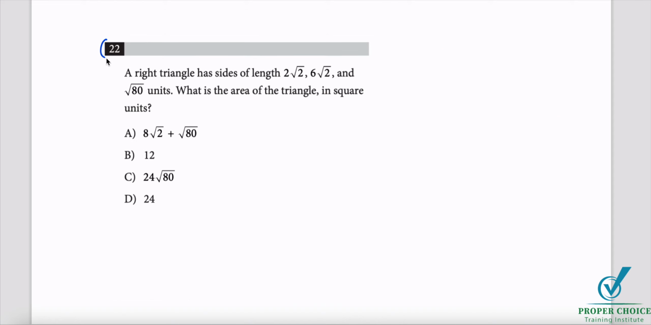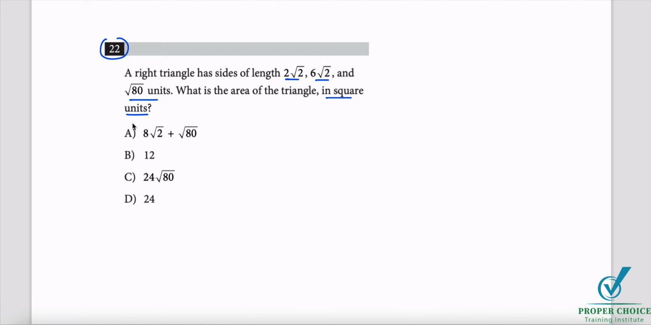Next question is also on a right angle triangle, because triangle is one of the commonly tested concepts in digital SAT. It says that a right triangle has side lengths of 2 square root of 2, 6 square root of 2, and square root of 80 units. What is the area of the right triangle in square units? They are asking us for the area of a right triangle.